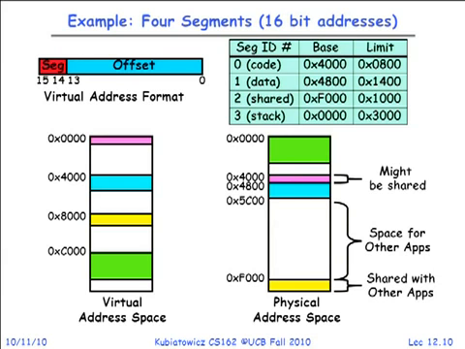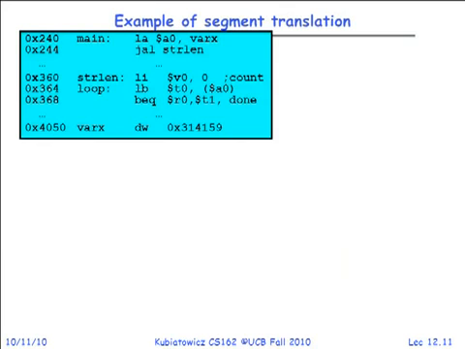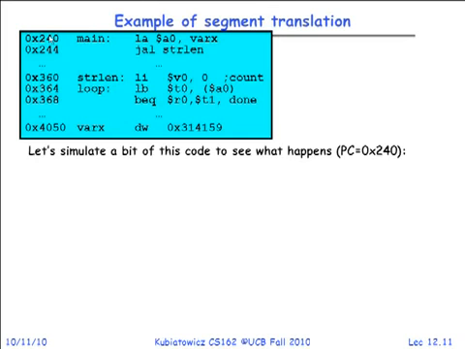You want to go through an example? Let's do an example. So here's some code. Notice I've put the assembly language off to the side, even though we all know it's actually translated to machine language. And here are the actual addresses. Okay? And let's simulate a bit of the code. We're going to start our program counter at 0x240, which is right here. Is that a virtual or a physical address? How do we know it's a virtual address?